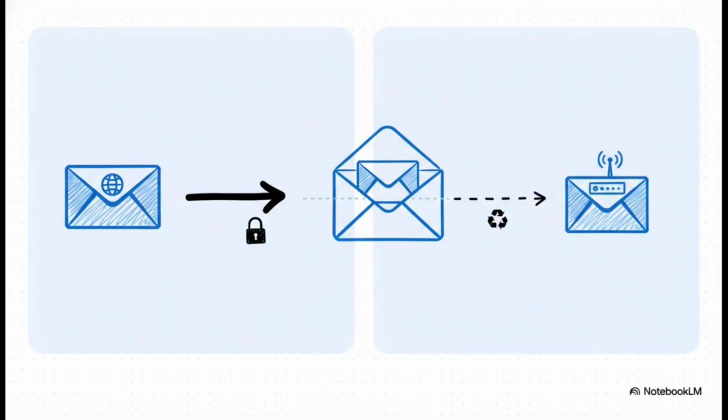But that letter gets put inside an envelope. And the MAC address, that's what's written on the envelope. It's only for the very next stop, the next runner in the chain. And at every single hop, that envelope gets thrown away and a brand new one is created just for the next leg of the journey.